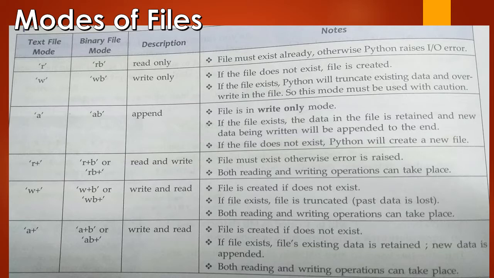Now there are modes of files. First mode R, we have already seen it. In binary we can write RB. If we write RB, the file opens in binary mode. The file must exist. If it is read mode, the file must exist, otherwise Python raises an error.